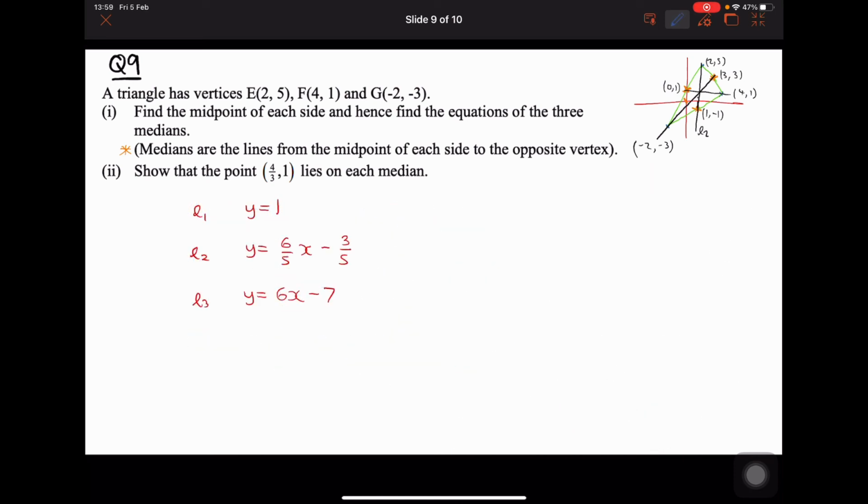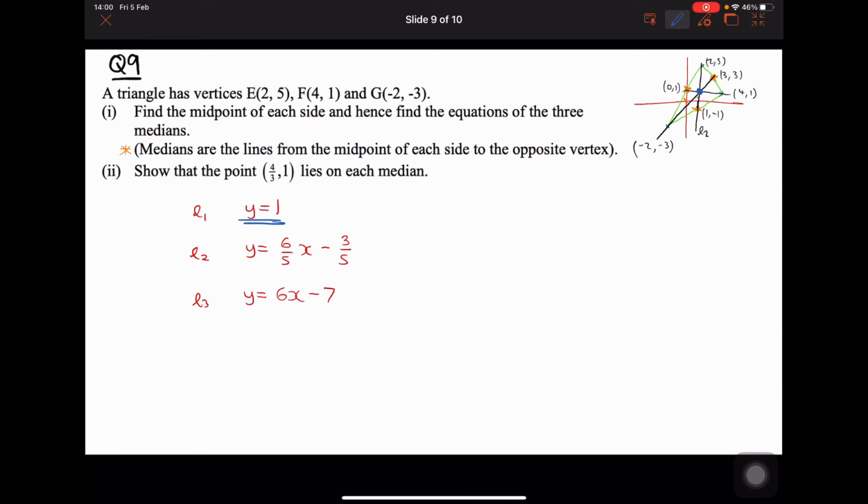The screen was getting really messy, so I rubbed out all the information and I've kept the 3 equations. Now we're going to answer part 2. Show that the point 4 over 3, 1 lies on each median. So essentially what that question means is prove that this point of intersection is the point 4 over 3, 1. So firstly, y has to equal 1. Just looking at that first equation, our y value has to equal 1.